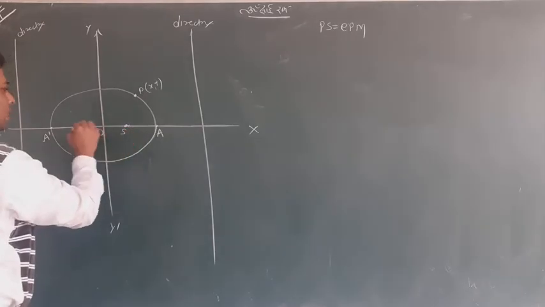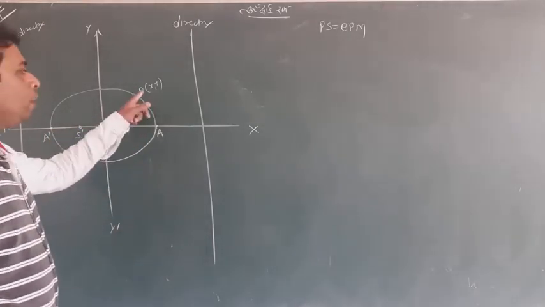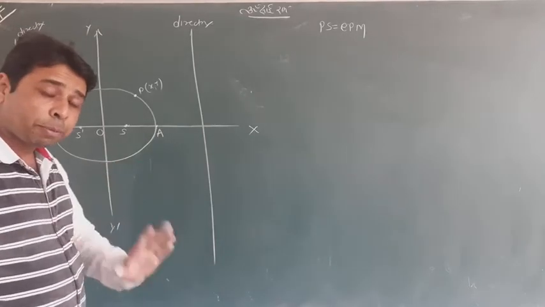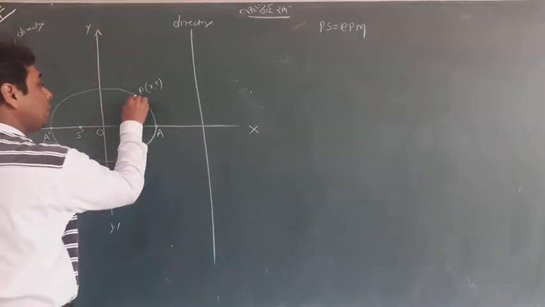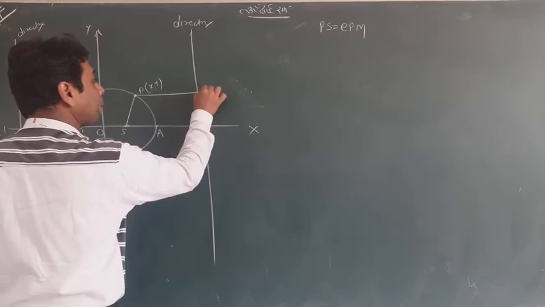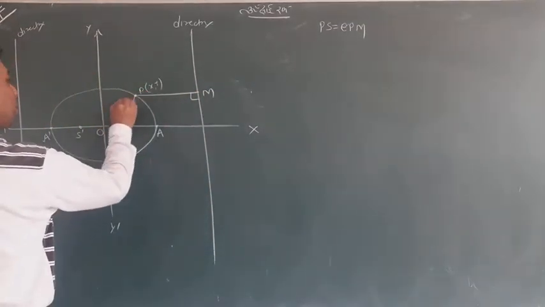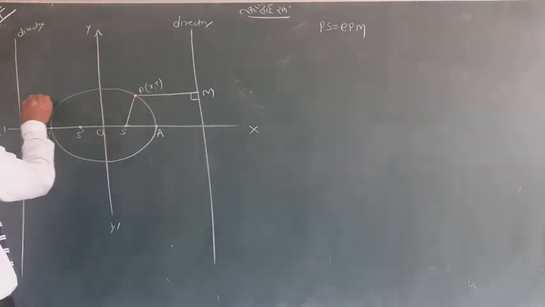This is the focus S dash, A and A dash. Now what about P? P is only single. P will move, and just remember one thing. When you measure PS, you have to measure PM, where PM lies on the right side. But when you measure PS dash, you have to measure PM dash.